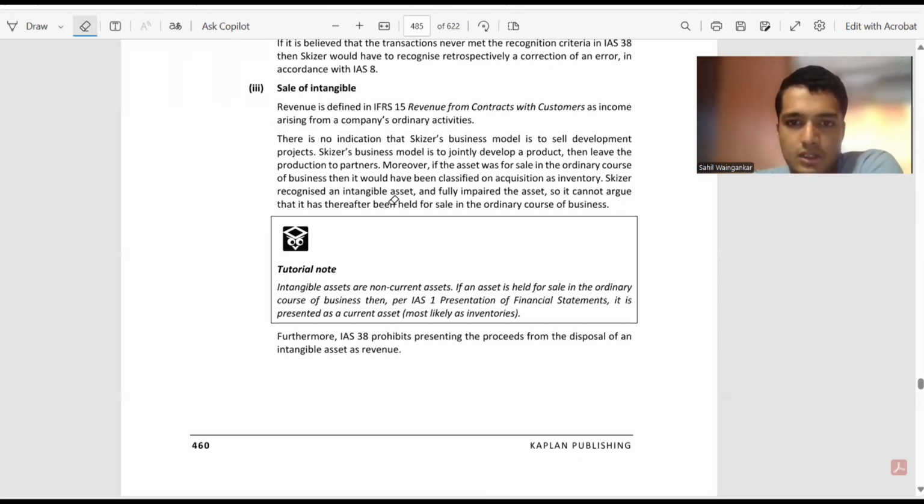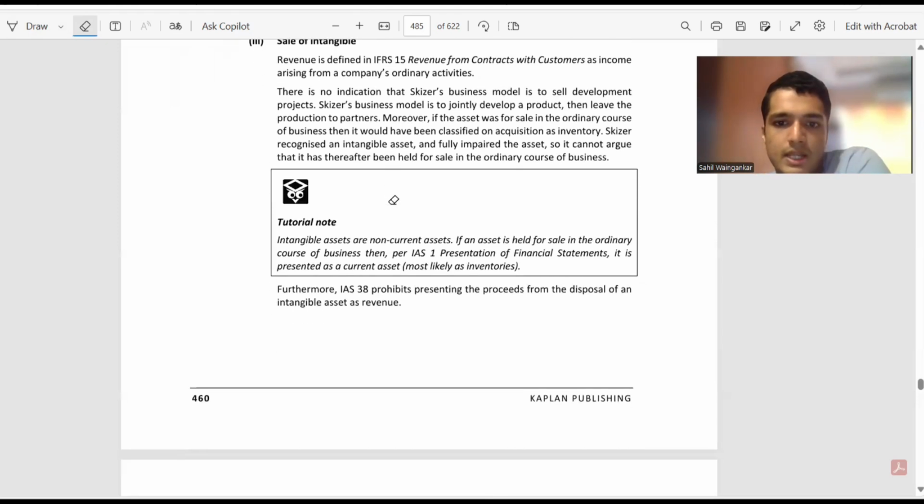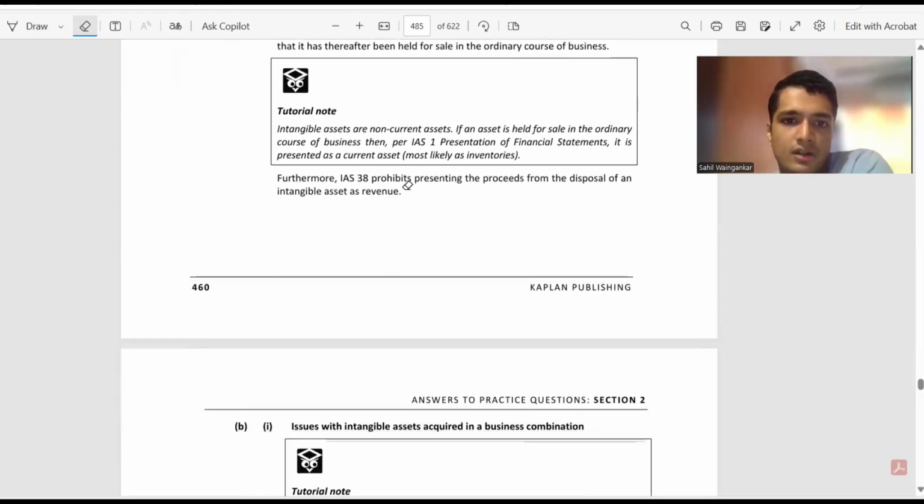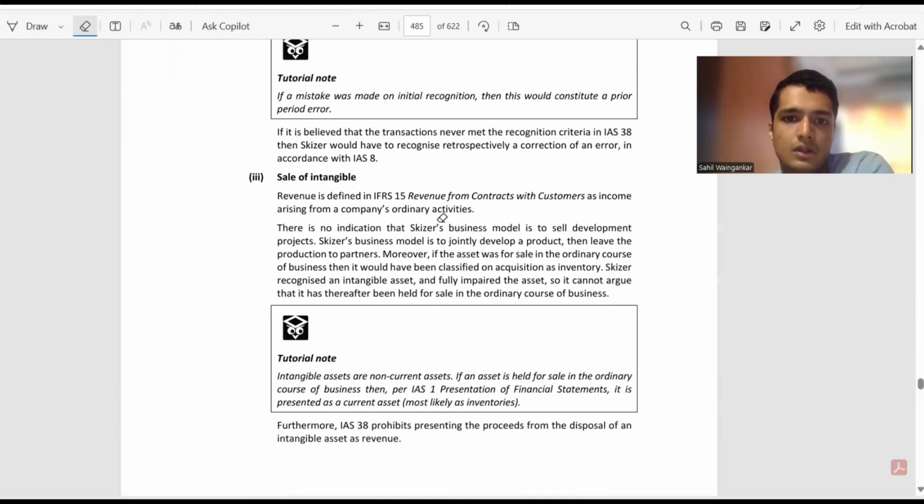Intangible assets are non-current assets. If an asset is held for sale in the ordinary course of business, then as per IAS 1, Presentation of Financial Statements, it is presented as a current asset, most likely as inventory. Furthermore, IAS 38 prohibits presenting the proceeds from a disposal of an intangible asset as revenue. So it should not be treated as revenue.